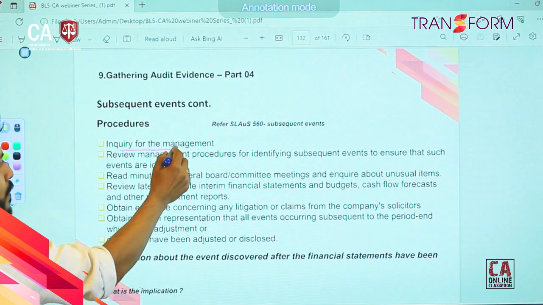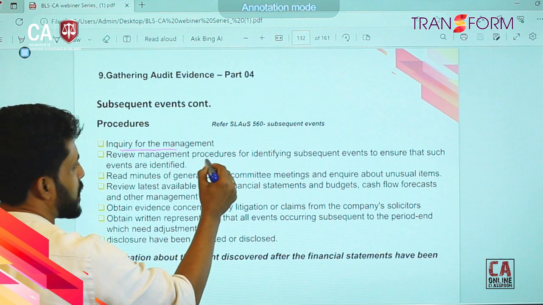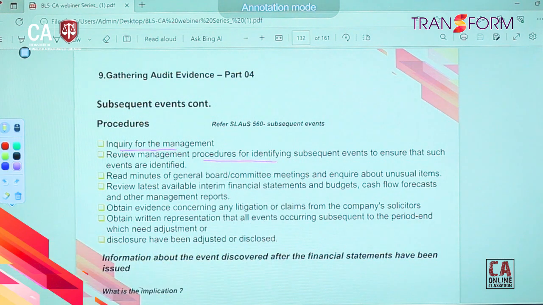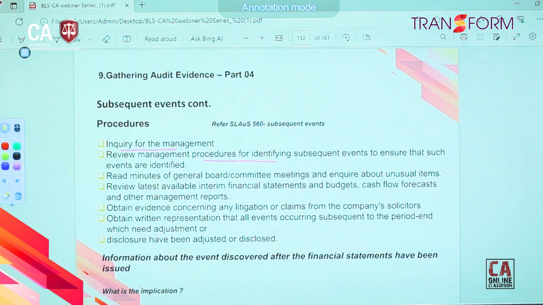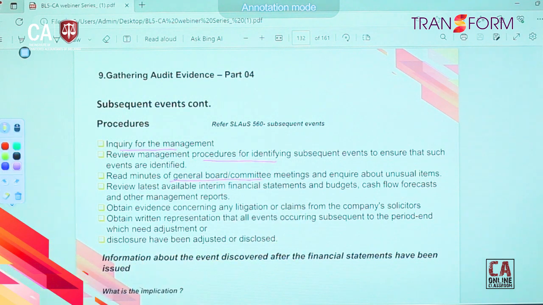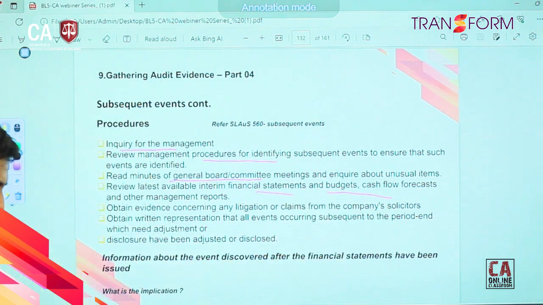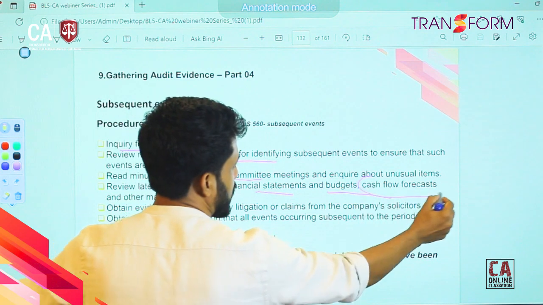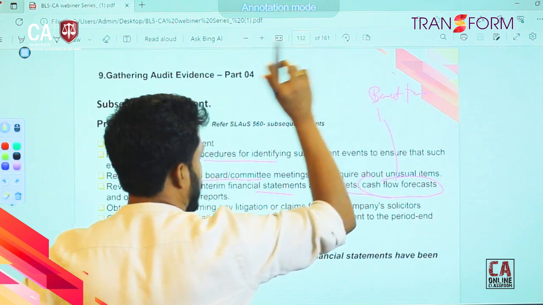Basically, we can inquire from the management and then identify subsequent events, by doing subsequent journal entry testing, likewise through audit procedures, right? You can check board minutes, board committee minutes, and then subsequent budget, cash flow forecast you can check. Once you are doing the cash flow forecast, you can check the back testing, right? Back testing.